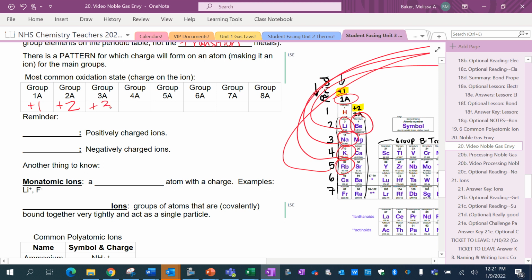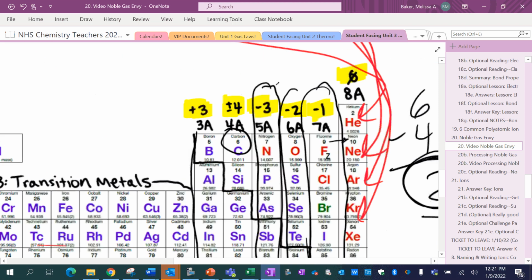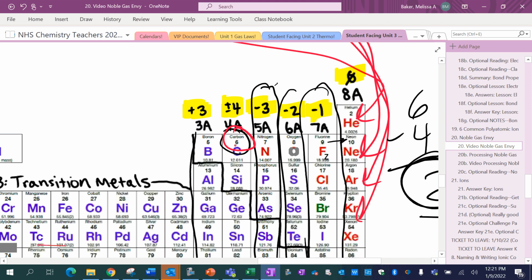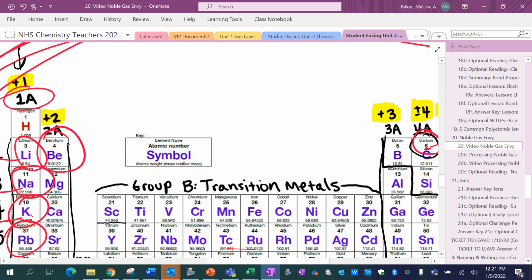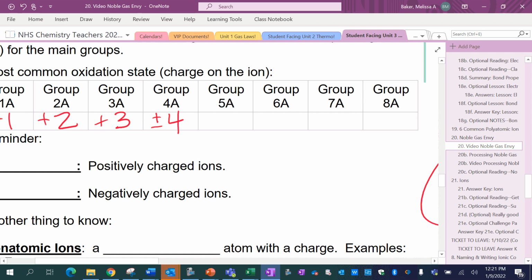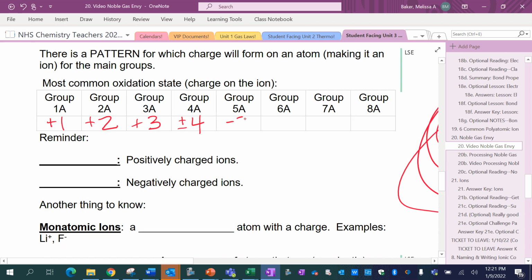Group 3A forms a positive 3. And group 4A is interesting. It's equidistant for them to either gain 4 or lose 4 electrons. Let's look at carbon. If carbon loses 4, 6 minus 4 is 2. But if it gains 4, 6 plus 4 is neon. So it can go either way. Group 5A, they like to gain 3.